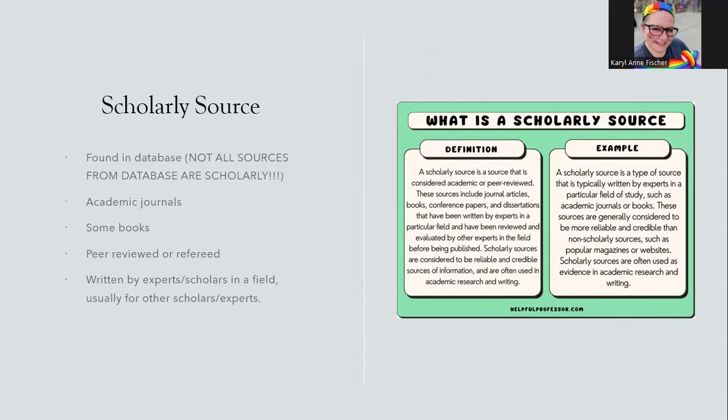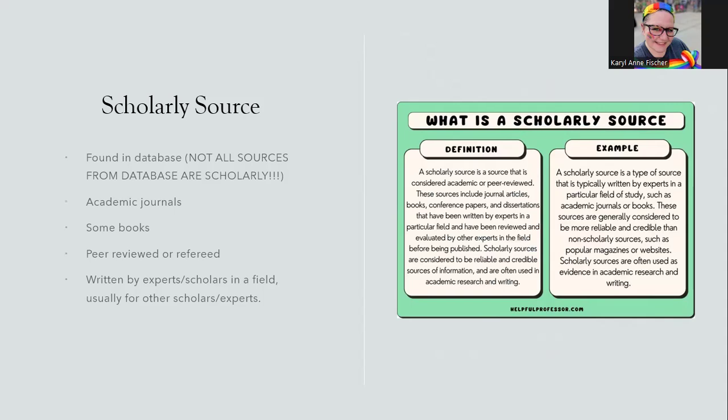A scholarly source is academic. It's written by experts and scholars in a field, usually for other scholars and experts. So if something is on psychology, it's probably written by a psychologist. Something in a medical journal is written by someone who has either done medical research or is a physician or both. Some books are also considered academic and scholarly, but some are not. And we'll talk about how to figure out which is which.